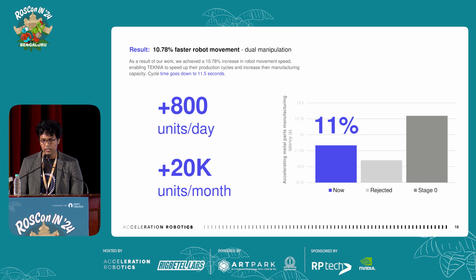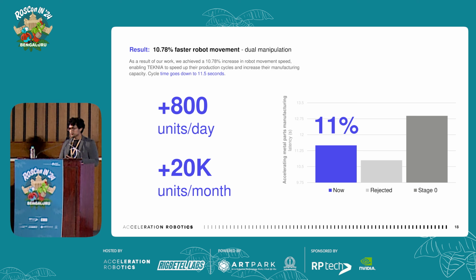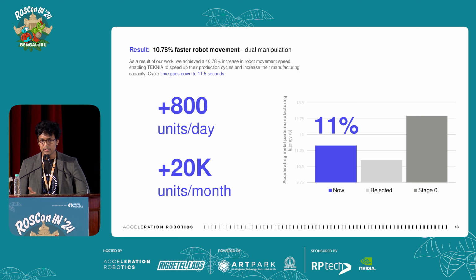So what that looks like from a numbers point of view is, obviously, we did decrease the cycle time by 11%. But from an end user's perspective, because we are asking a tremendously huge ask, which was to add another robotic arm into the mix, when you get results like this, when you can add 800 units per day, which translates to 20K units per month, then the business is happy to put more money into it.